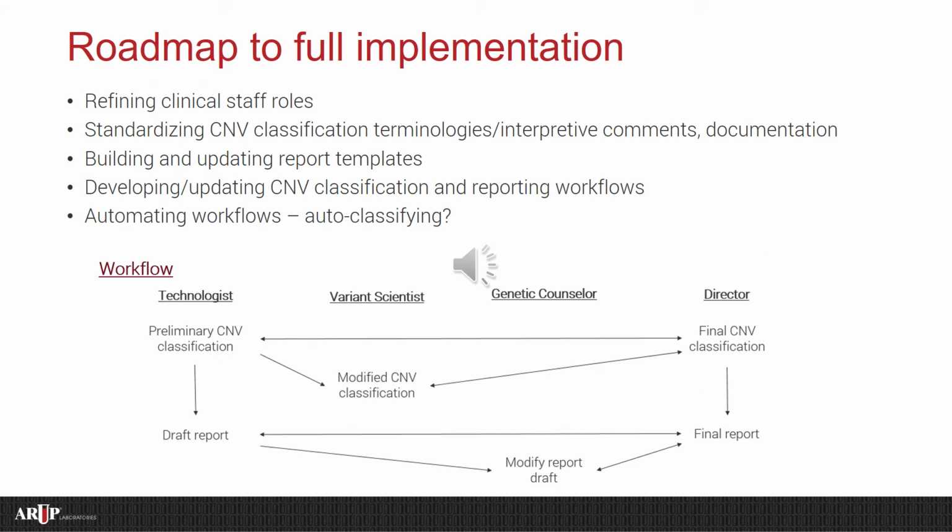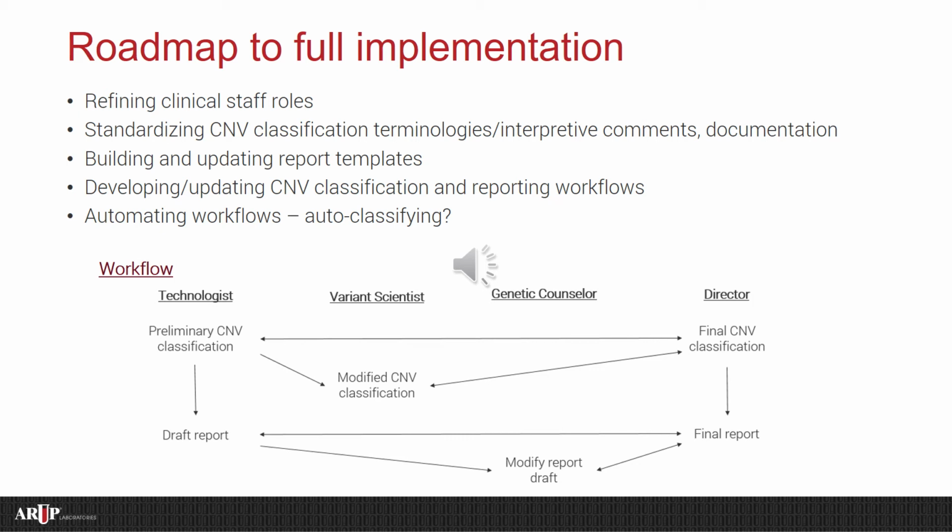So this is our roadmap to fully implementing the new interpretation metrics. We're currently refining our clinical staff's roles in evaluating and documenting information from different steps of the metrics, and developing a workflow that's outlined in the figure at the bottom of the slide. So at ARUP, our array technologists review the data and provide a preliminary CNV classification, then draft reports which come to the directors for review.